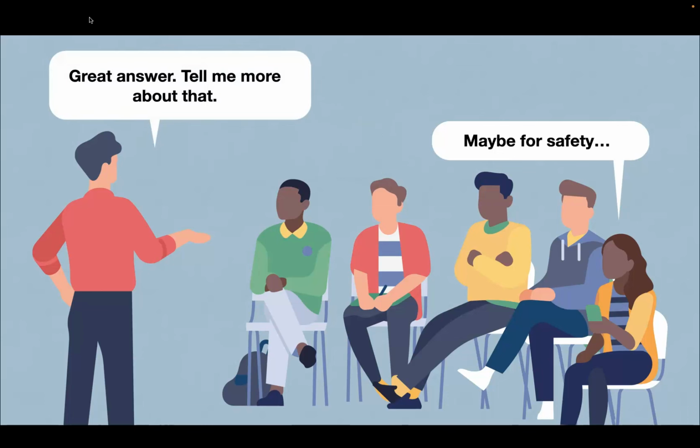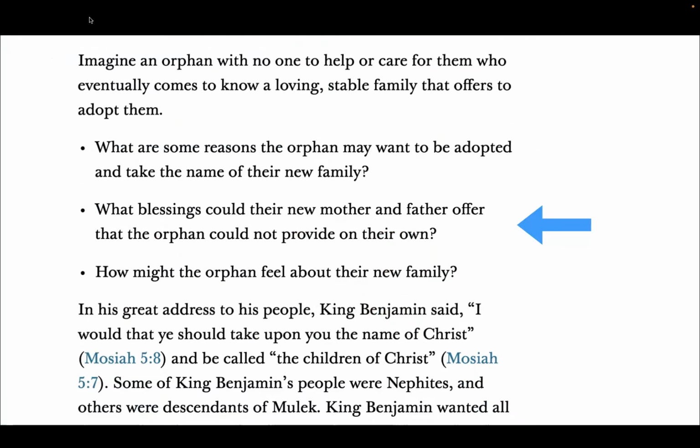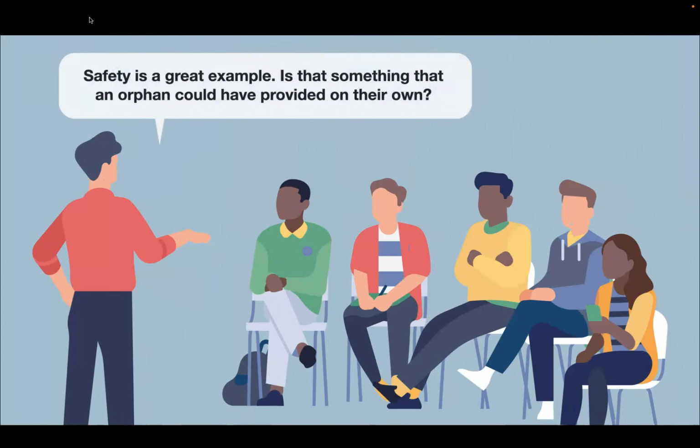Great answer. Tell me more about that. This now gives Sarah a chance to elaborate a bit more on what she means. In essence, it takes the place of this question. What blessings could their new mother and father offer that an orphan could not provide on their own? If you feel like students aren't quite getting that idea, feel free to insert that as a follow-up question.